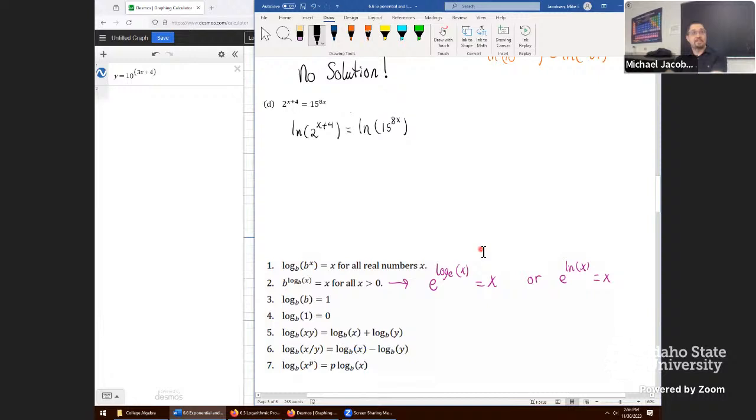And the only reason we like the natural log is, well, it's easy to write. We're going to be effective when we go to give a decimal approximation. And property number 7 is now in effect.